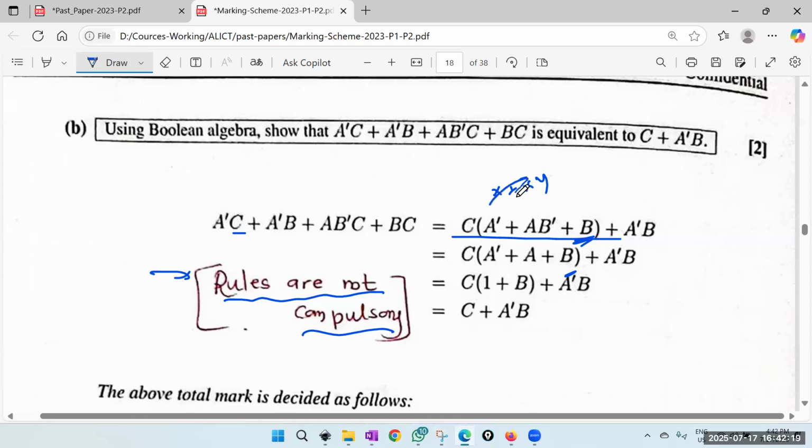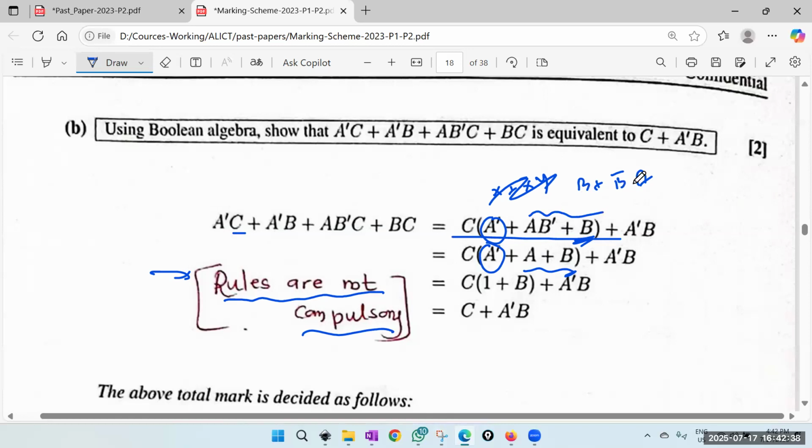Yeah, the examiner has not taken these two because this A bar is coming from this one. The examiner has taken this one. So this is B plus B bar A. B plus B bar A is B plus A. B plus A is the same as A plus B. You can see the examiner has taken these two. I took these two. Anyway, both are correct.